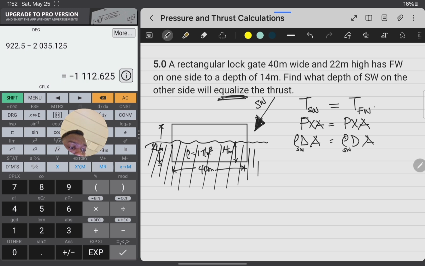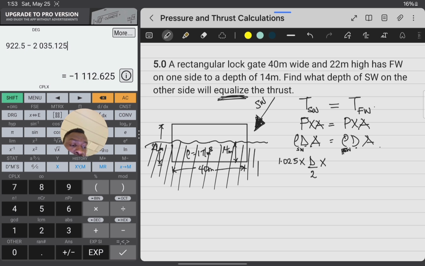The depth of the freshwater we know. The depth of the seawater we don't know, and the area we don't know either, obviously, because area is the shape occupied by the water. The density of seawater is 1.025. The depth is going to be d over 2 because it's a vertical surface, from the water surface to the centroid, then times the area. Even the area we don't know, because we don't know the depth.